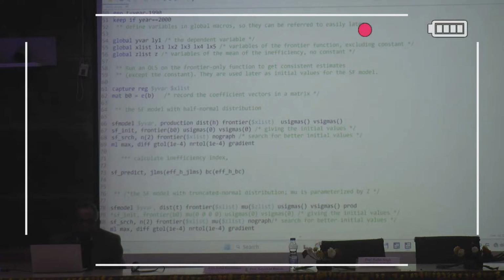Okay, so again, let's look at the sequence of things in line 66. So you have sfmodel, that's the command. You are asking the computer to use that particular command. That means whatever is in sfmodel, you're asking the computer to get to this. And then your Y variable. So if you have a list, then you have to put a dollar sign in front of it. If it is not a list, then again you can just have ly1.